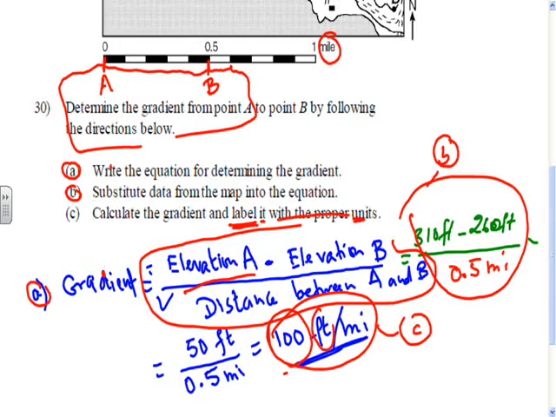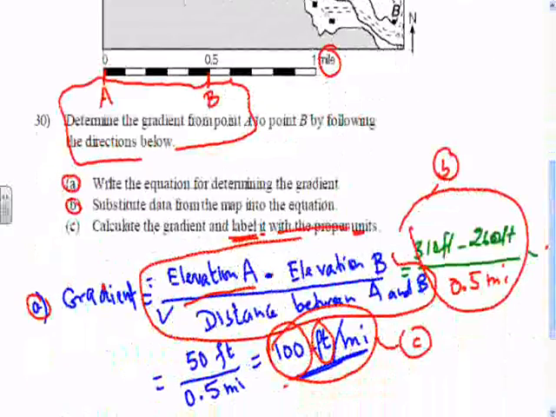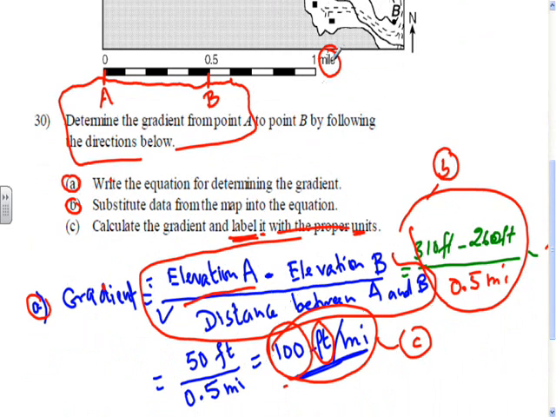And how do I know it's feet? Again, you look here, it says elevation in feet, and distance is in miles because the scale here is in miles. Thank you very much.